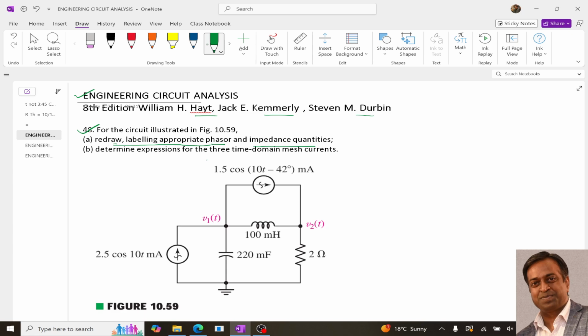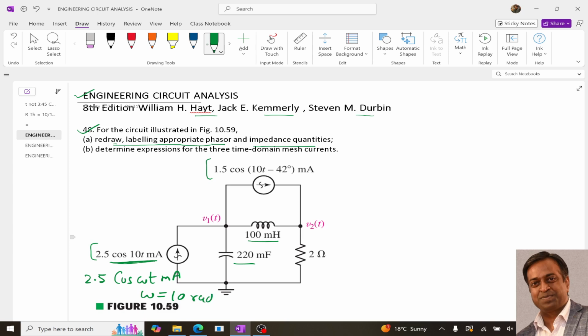It means we need to convert this time domain currents into phasors, and we need to convert this inductance and the capacitance value into the impedance. So if you look at this, over here this can be written as 2.5 cos omega t milliampere. It means our omega is 10, right?